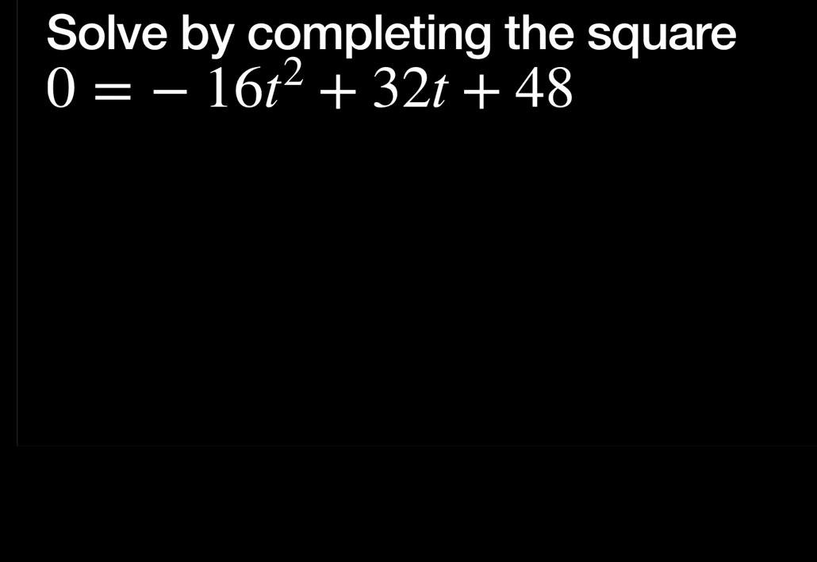First step for completing the square is to move the constant. I mean move this constant to the other side of the equation. Subtract 48 from both sides, plus 32t. That's step 1.